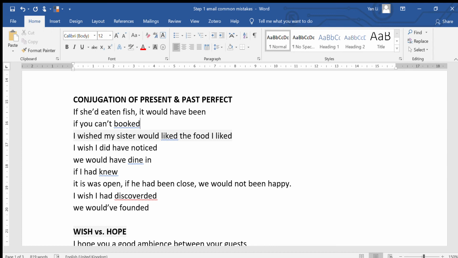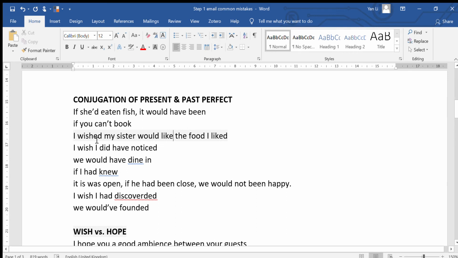So I'm not really sure why this was put in the past. I wished my sister would liked the food I liked. Okay, so first of all, let's have a look. What does the computer tell us? Yes, it tells us that we can't conjugate something after would.